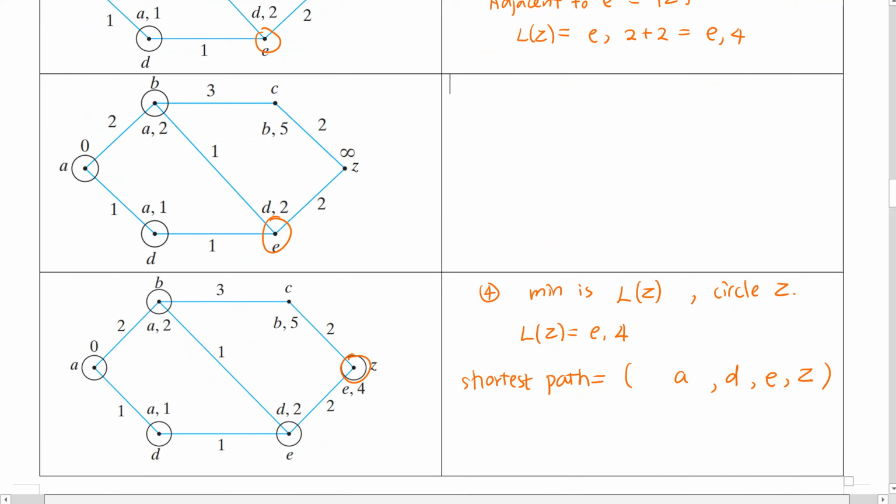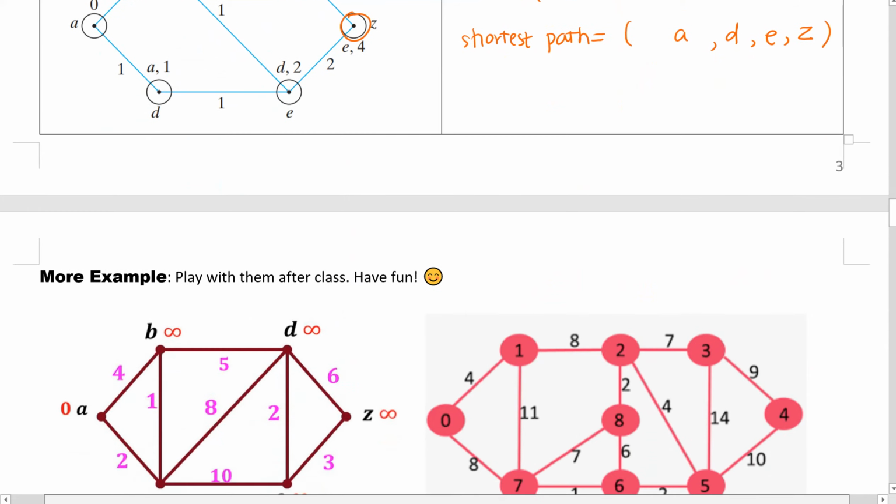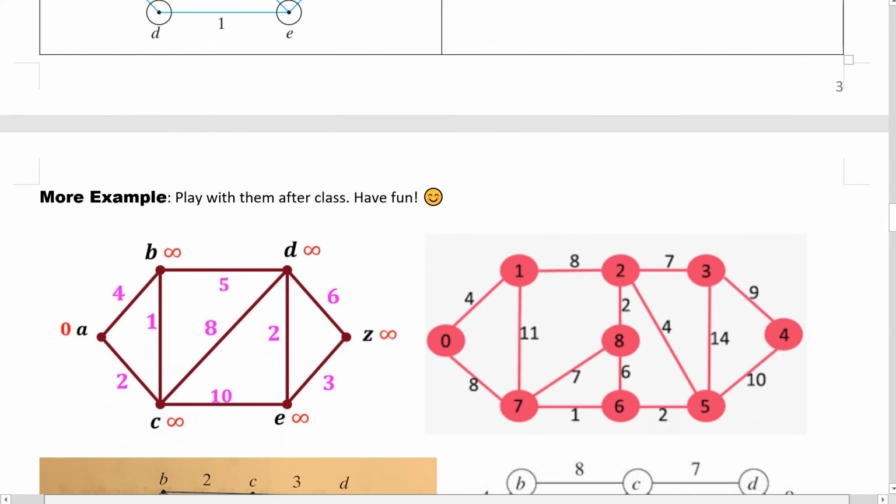So far, so good, everybody. Okay, these graphs are still easy. So here are some more examples, which we're not going over in class, but feel free to play with them after class and have fun.